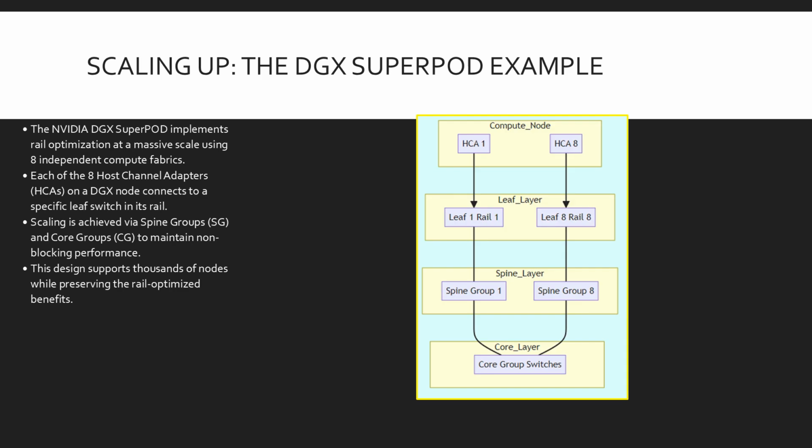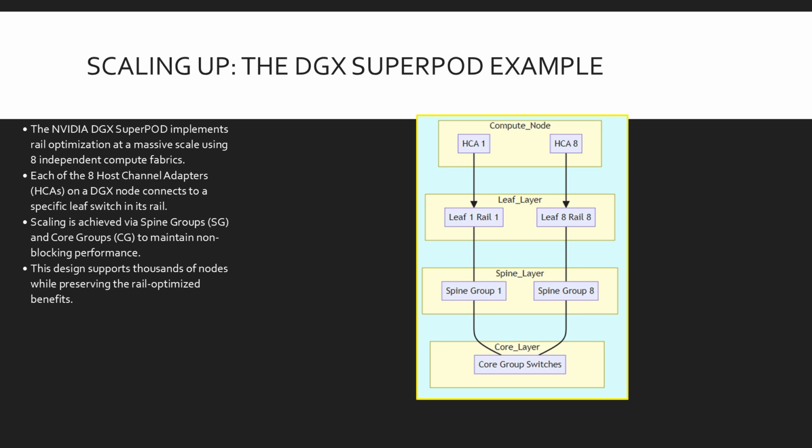How do we see this in the real world? We look at the NVIDIA DGX SuperPOD. A single scalable unit, or SU, consists of 20 DGX systems, and the design relies on 8 separate compute fabrics, one for each of the 8 HCAs in a node. To scale this beyond a single unit, the architecture introduces spine groups and core groups. And at this massive scale, connecting 140 nodes or more, the rail-optimized principle holds true. Specific HCAs connect to specific leaf switches, which then fan out to spine switches in a structured fat tree topology. This ensures that the high-performance characteristics are maintained even as the cluster grows.